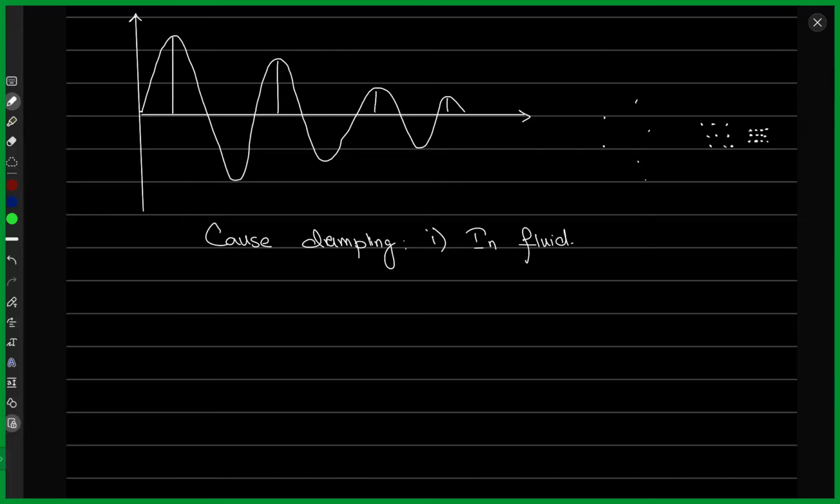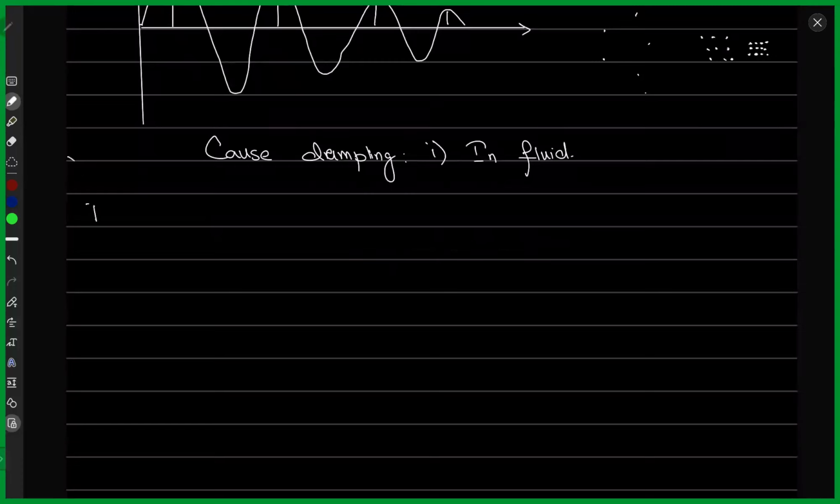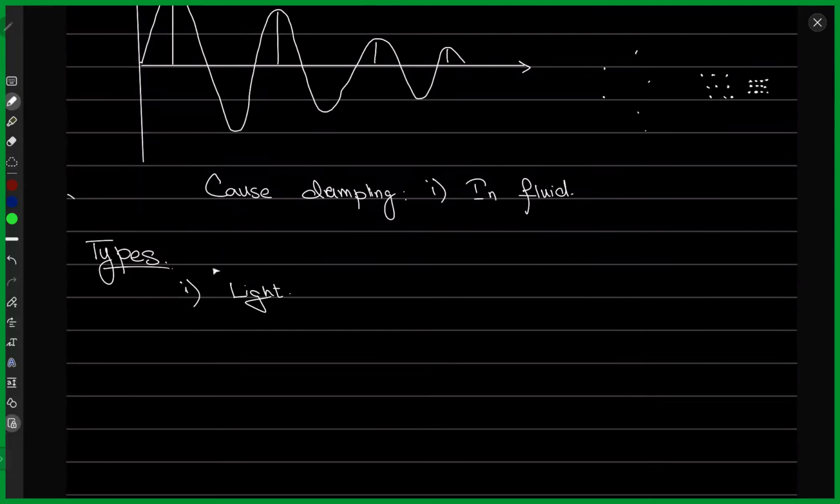So this takes us to the types of damping. There are three main types of damping, right? The first one is light damping. For light damping, the graph looks exactly like the one that I drew. Then there is something called critical damping.